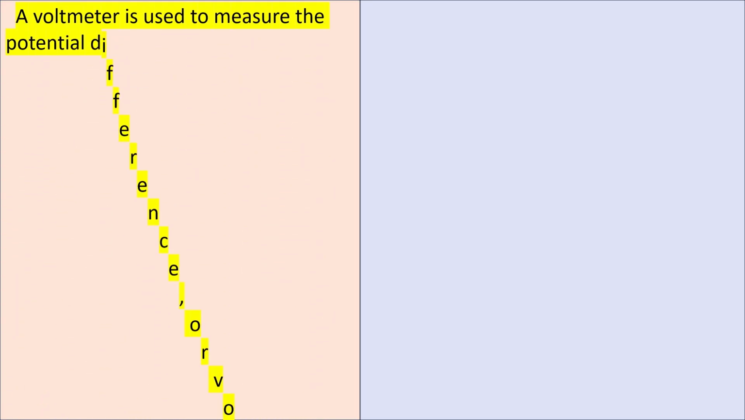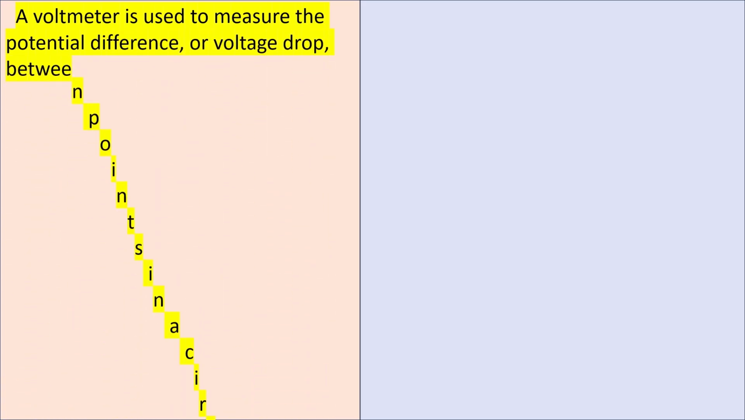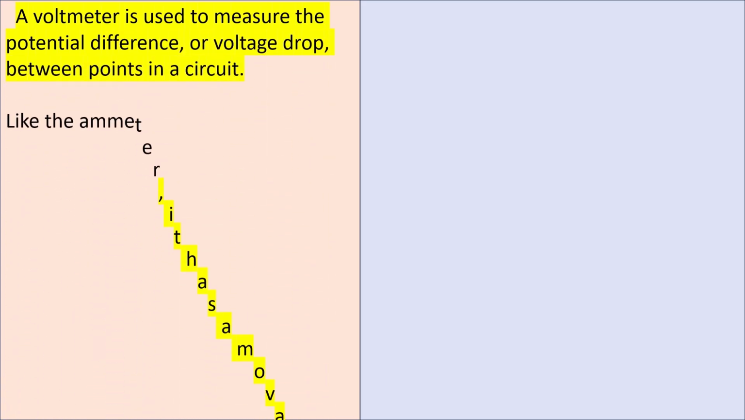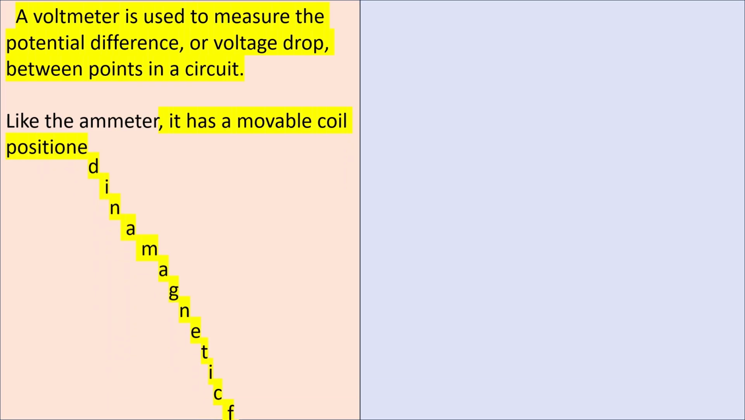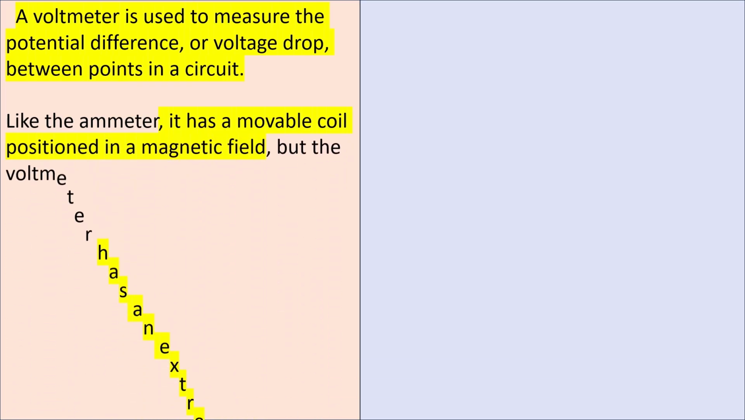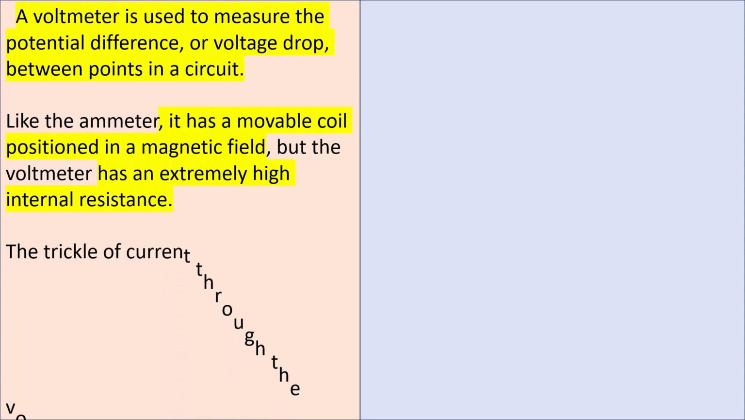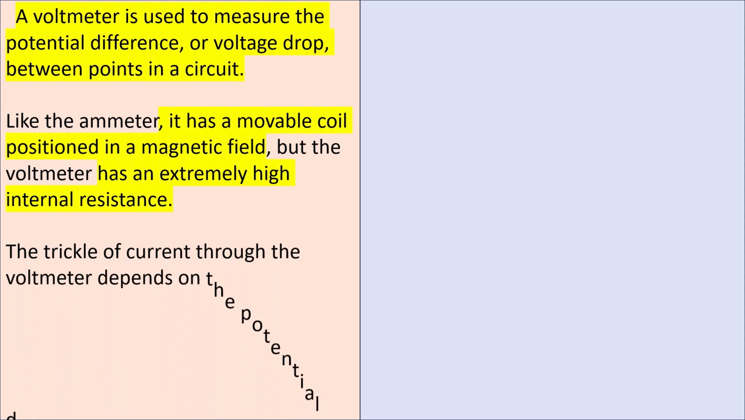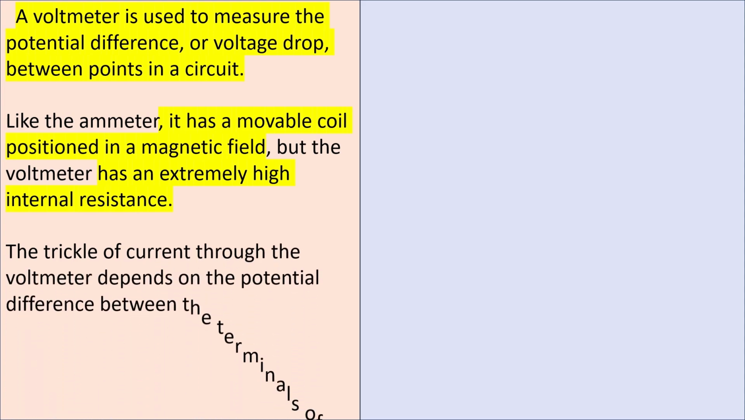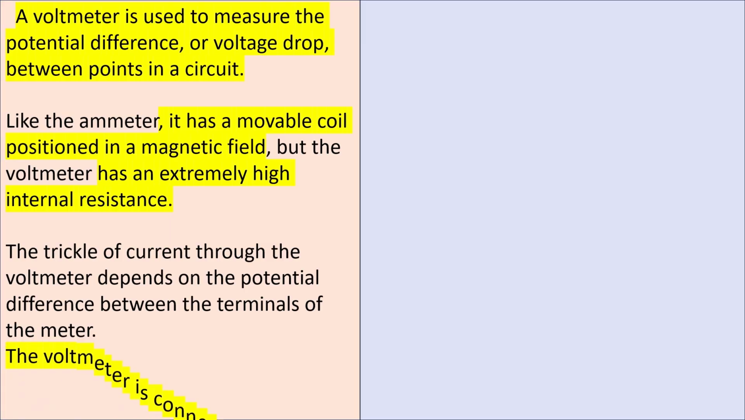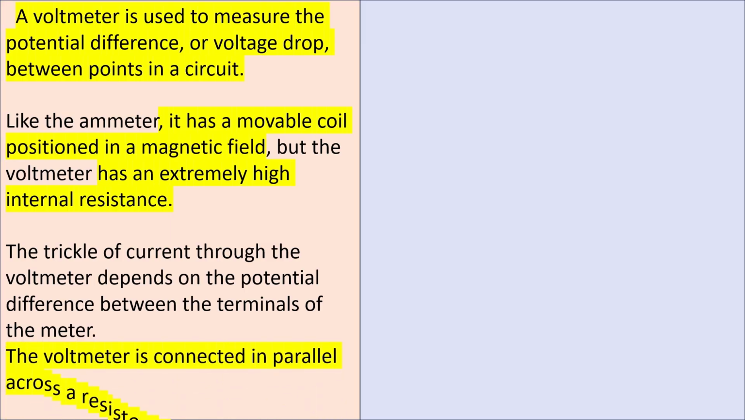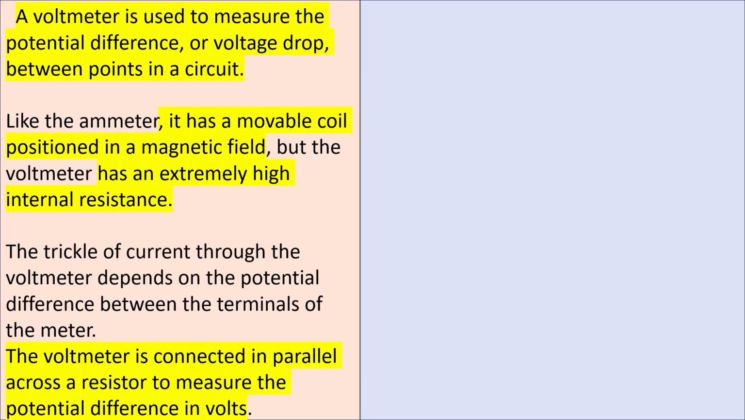A voltmeter is used to measure the potential difference or voltage drop between points in a circuit. Like the ammeter, it has a movable coil positioned in a magnetic field, but the voltmeter has an extremely high internal resistance. The trickle of current through the voltmeter depends on the potential difference between the terminals of the meter. The voltmeter is connected in parallel across a resistor to measure the potential difference in volts.